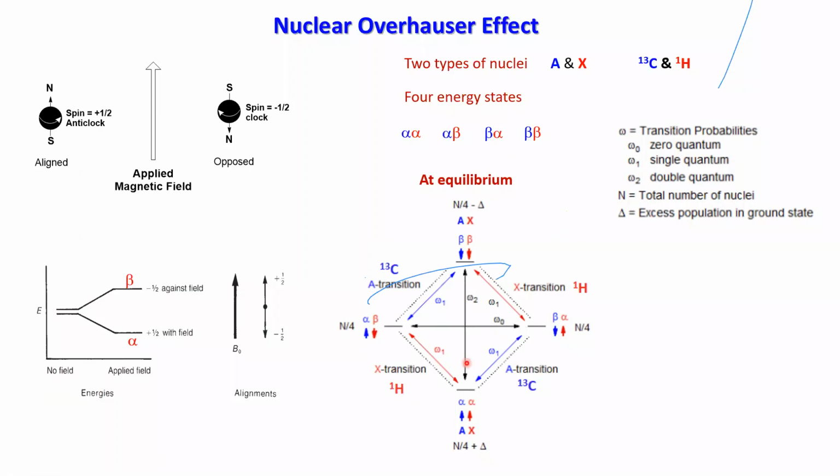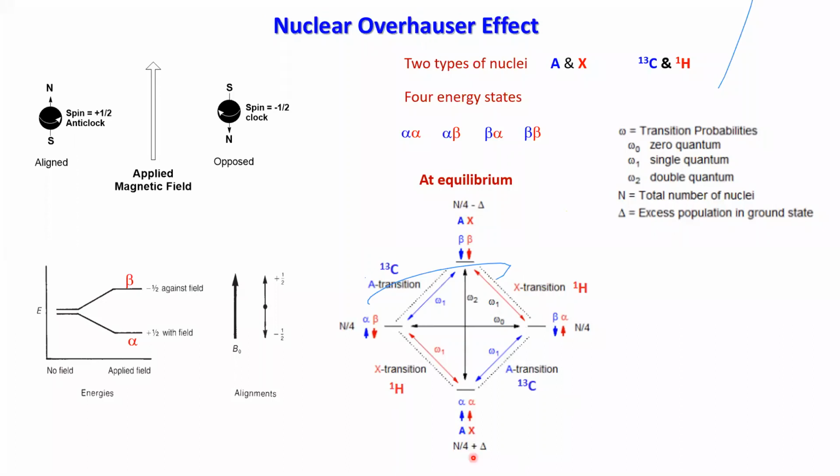If you look here, you have the alpha alpha energy state. Here you have alpha beta, beta alpha, and beta beta. So you have the 4 energy states shown here, and we have distributed the nuclei in such a way that you have n by 4 nuclei everywhere. We are just first distributing: n by 4 here, here, here, and here also. Now the excess population you have at the ground state.